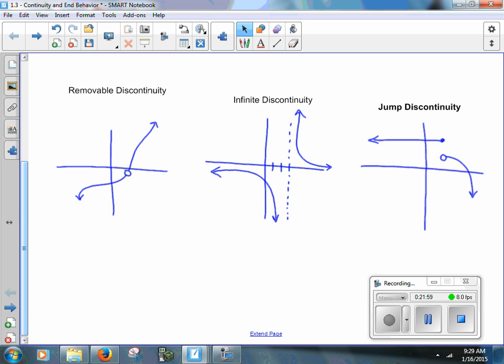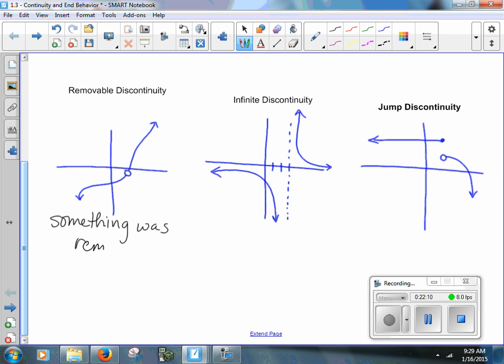All right, check this out though. I do want you to make a few little notes because it will make sense when we jump into example 1. You said something was removed, right? It has a point where it's not defined, and we know it's not defined because of the open circle. We have a vertical asymptote. Do you know what kind of function you deal with when you have a vertical asymptote? Anybody remember? It is a rational function.